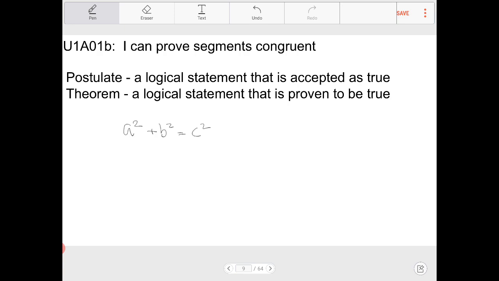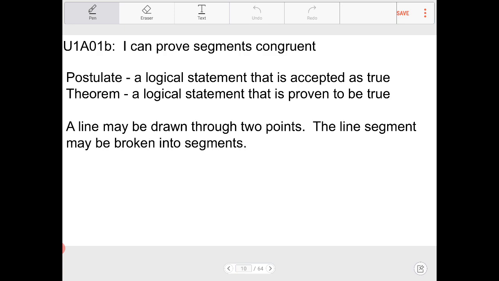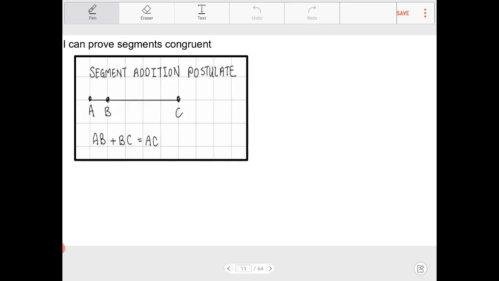And we're going to get into proving this, not in this lesson, but in later lessons down the line. So this is the Pythagorean theorem. Now, what exactly is a postulate? So this is an example of a postulate, a segment addition postulate.